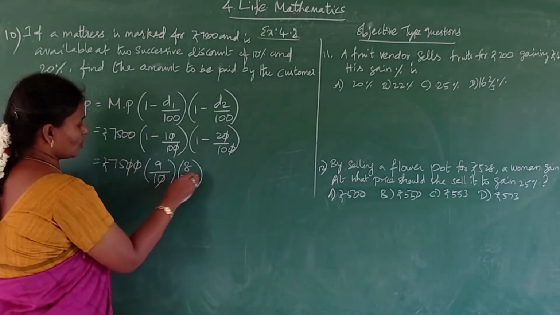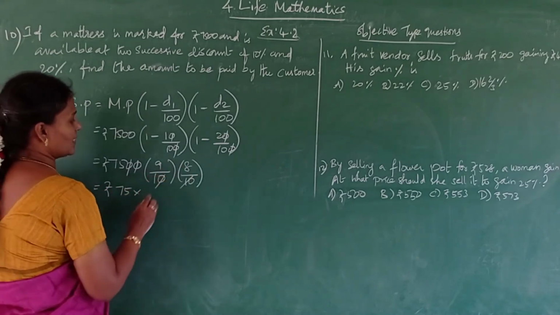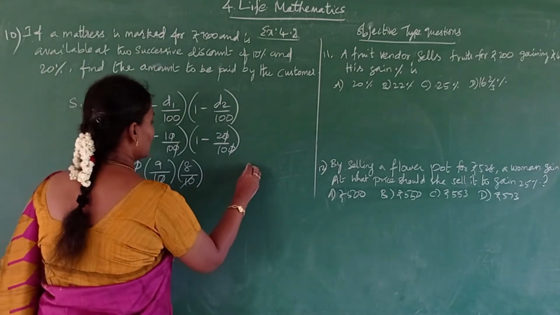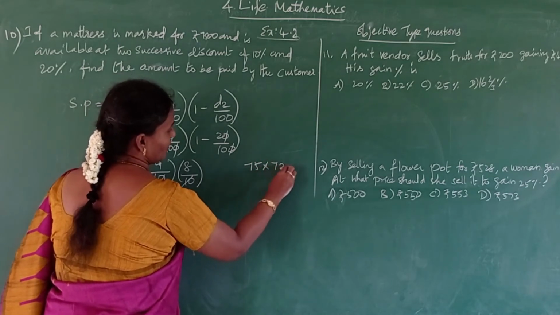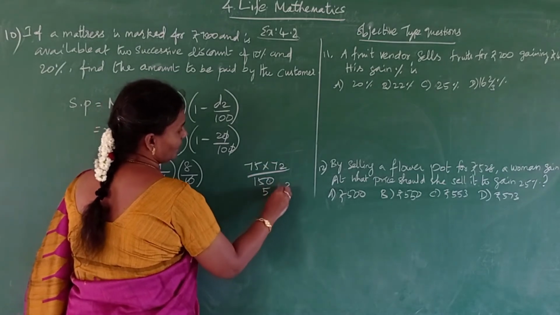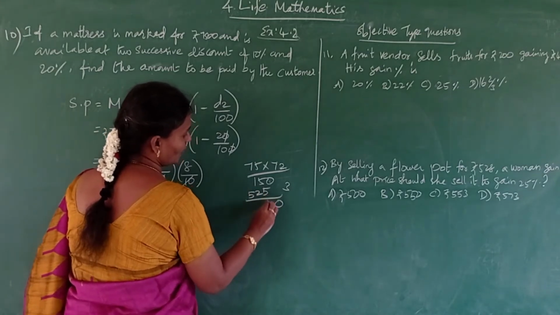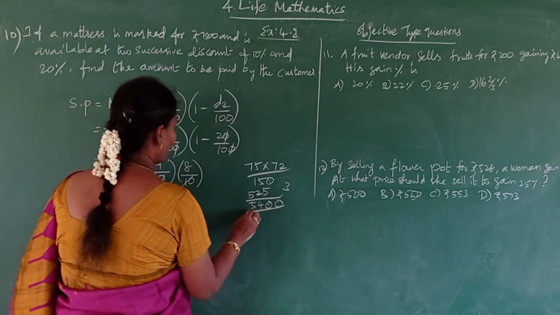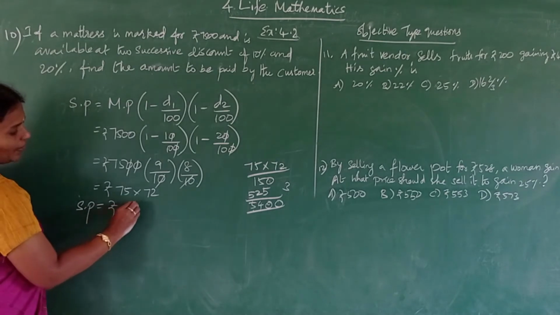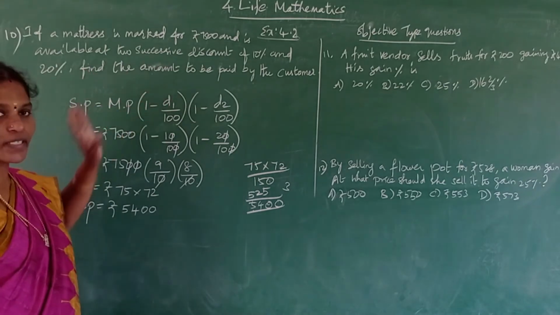Now cancel here 2 zeros. Okay. Now multiply 75. Here 9 8s are 72. Okay. So multiply 75 by 72. So 75 multiply 72. So here 2 75s are 150. Okay. 7 5s are 35. 35 plus 15 is 50, and 7 plus 2 is 52... Okay. So the selling price that is equal to rupees 5,400. Okay. After two successive discounts.